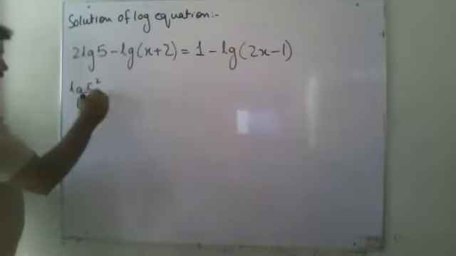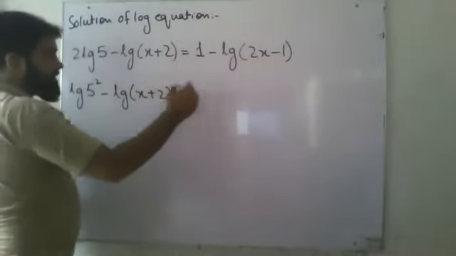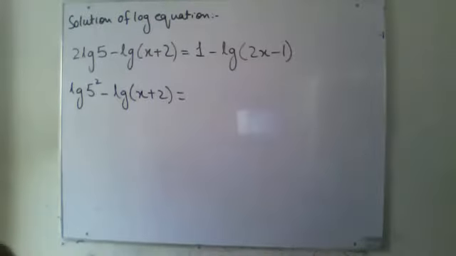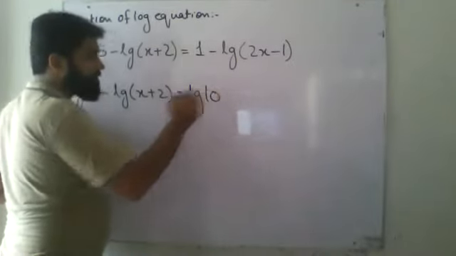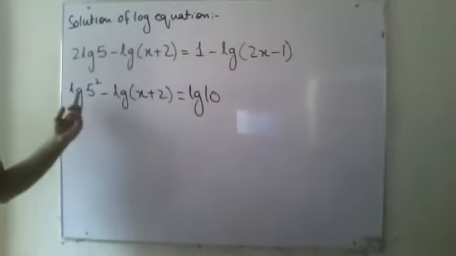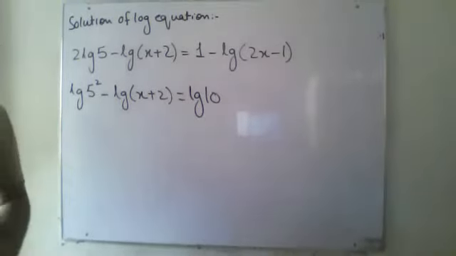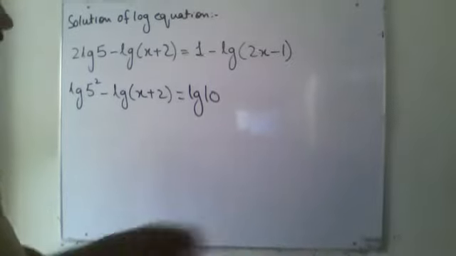Lg5 squared minus Lgx plus 2. Now this is written 1, and we are using Lg. Lg has base 10. So how can I write it? I can write it as Lg10. Lg has base 10, we all know that. And when base and multiple are the same, then log will give the result of 1.